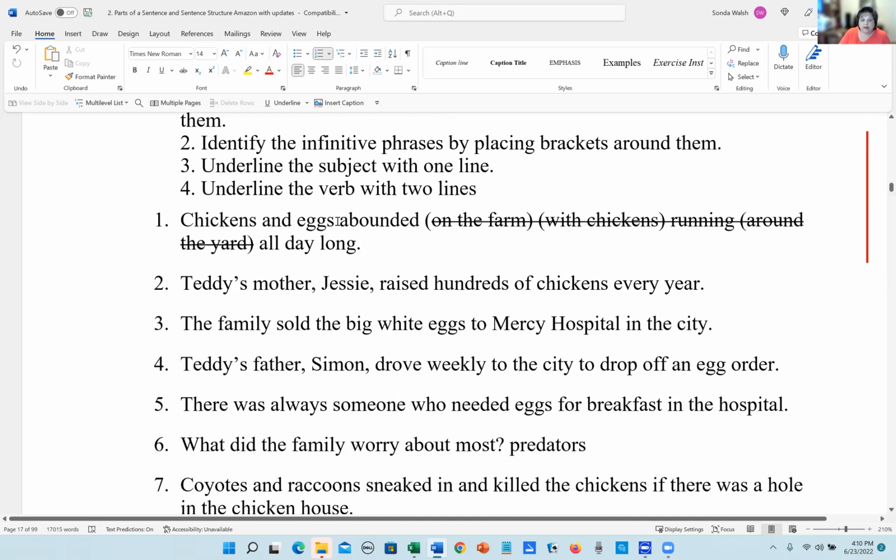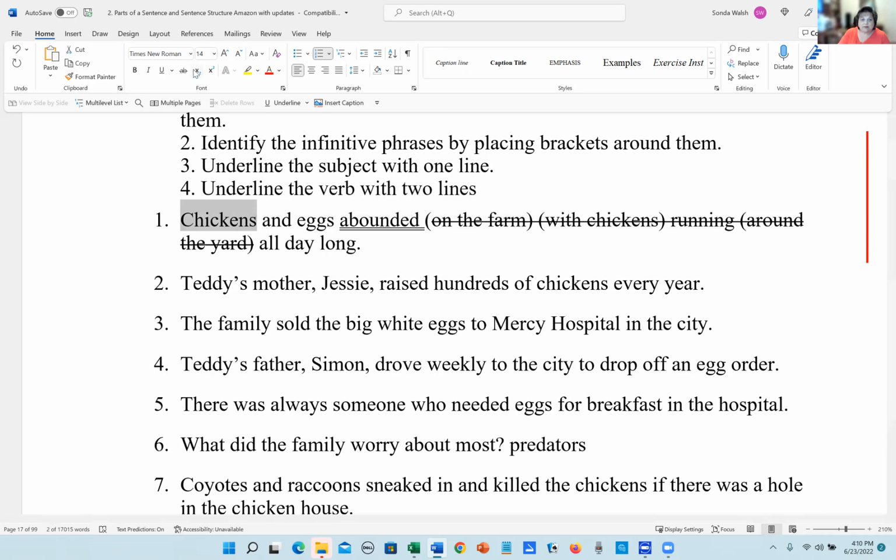All right, now we have to go and look for our verb. And this word abounded, may not know what it means, but I know it's a verb because it ends in ed. So abounded, that means they were plentiful. What abounded? Chickens. And then we have this word and, so whatever chickens is, so is eggs. So they're both acting as the subject of the sentence. And I'm just going to put 3 here because that's what we have.